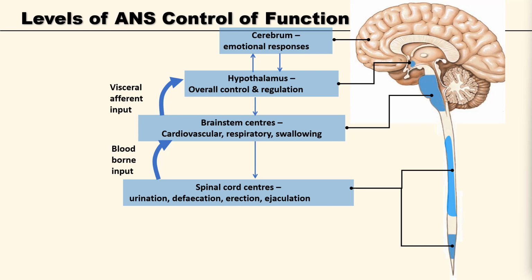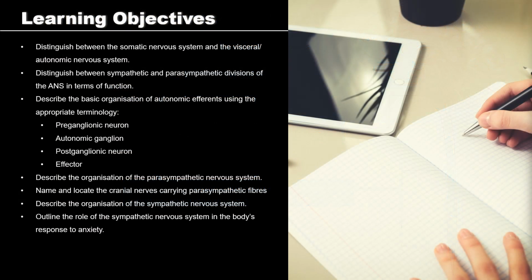And that draws us to an end. Your learning objectives should now be met. You should now be able to distinguish between the somatic nervous system and the visceral or autonomic nervous system. Distinguish between the sympathetic and parasympathetic divisions of the ANS in terms of function. Describe the basic organisation of the autonomic efferents using the appropriate terminology: preganglionic neurons, autonomic ganglion, postganglionic neurons, and effector.